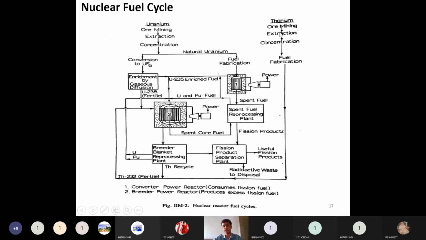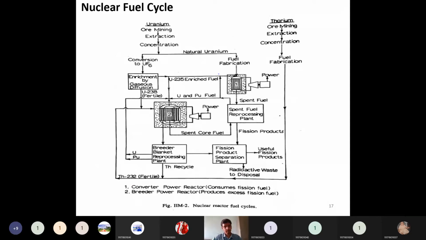Because thorium is not a fission fuel, it goes to reactor number 2, which is a breeder power reactor. From there, a series of processes will be undergone, and power will be produced from this unit. So this is the nuclear reactor fuel cycle. Any doubts in this one?